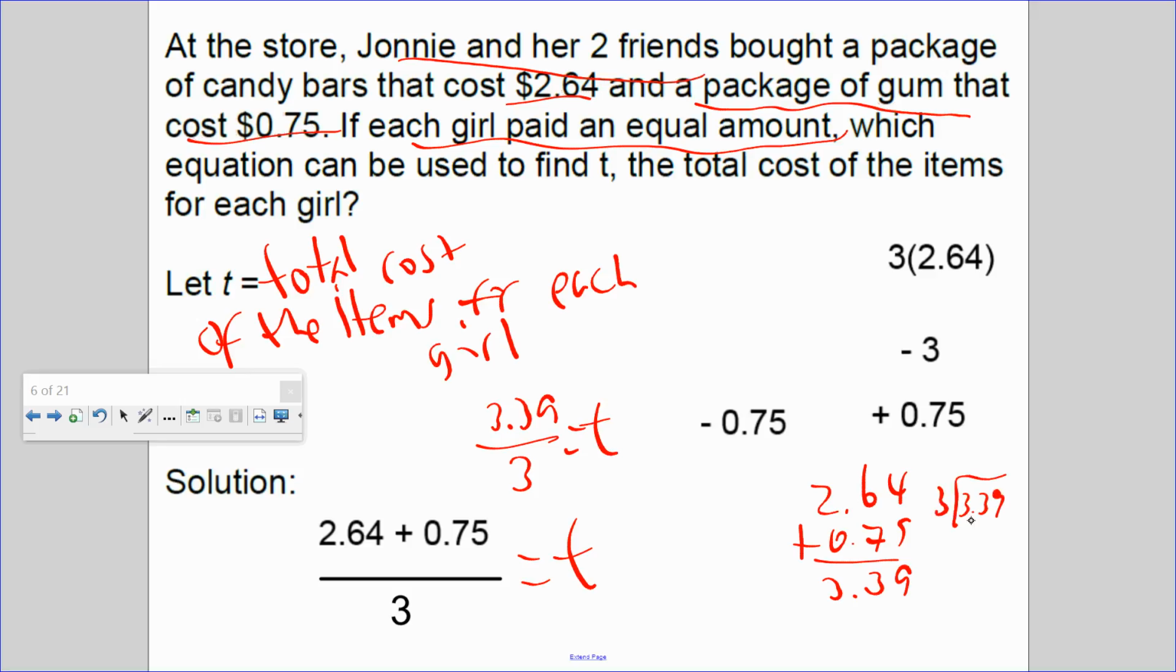And how many groups of 3 go in 3? One time. How many groups of 3 go in 3? One time. How many groups of 3 go in 9? 3 times. So $1.13 equals T. And what does T stand for again? The total cost of items for each girl. Each girl spent $1.13. Does that sound reasonable? It does to me.